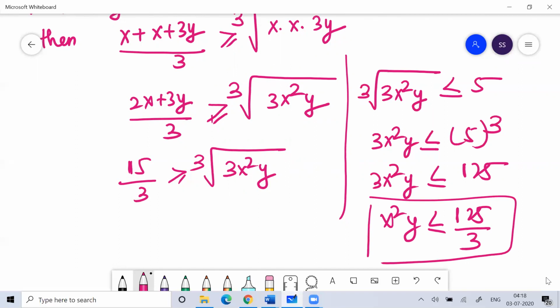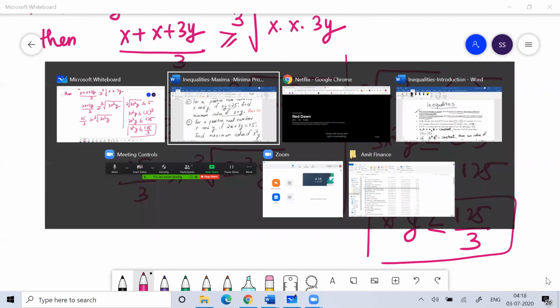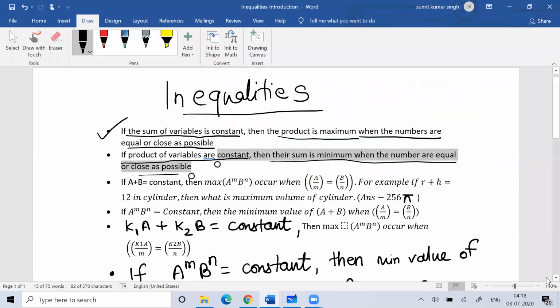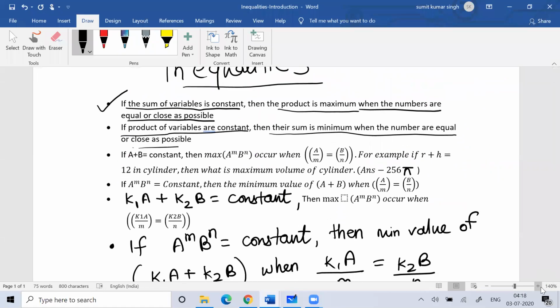Clear, right? So you can do it this way. This will help you to get the answer for the problem. Or you can remember the concept here. You can see this point.